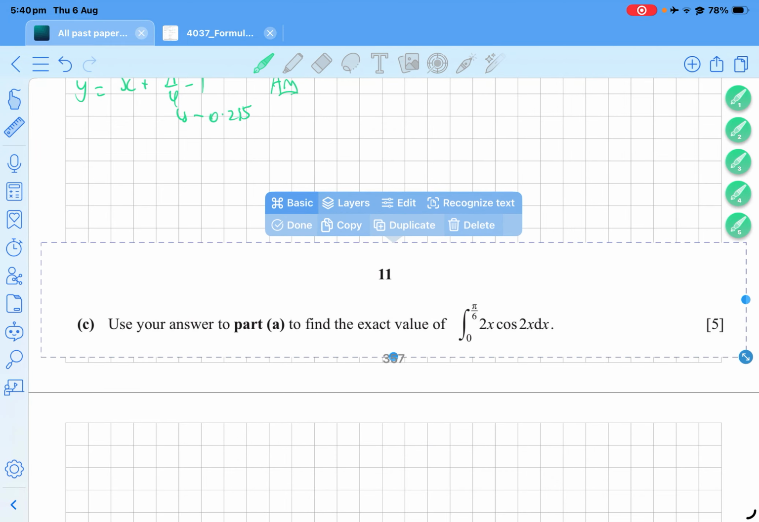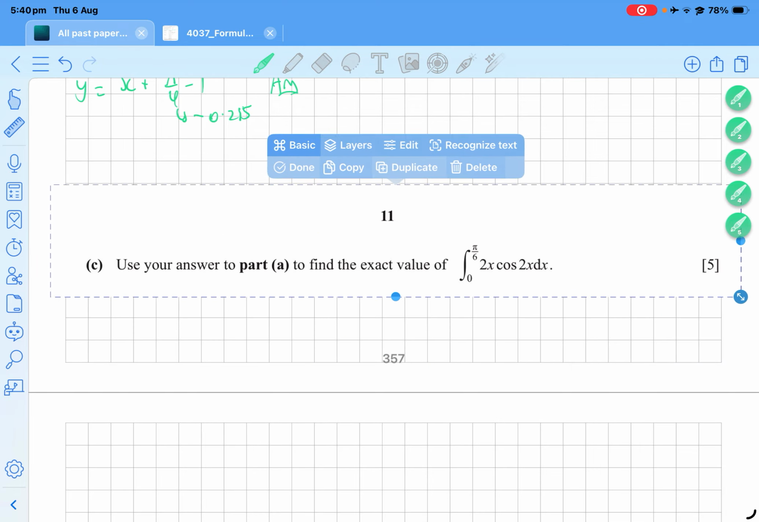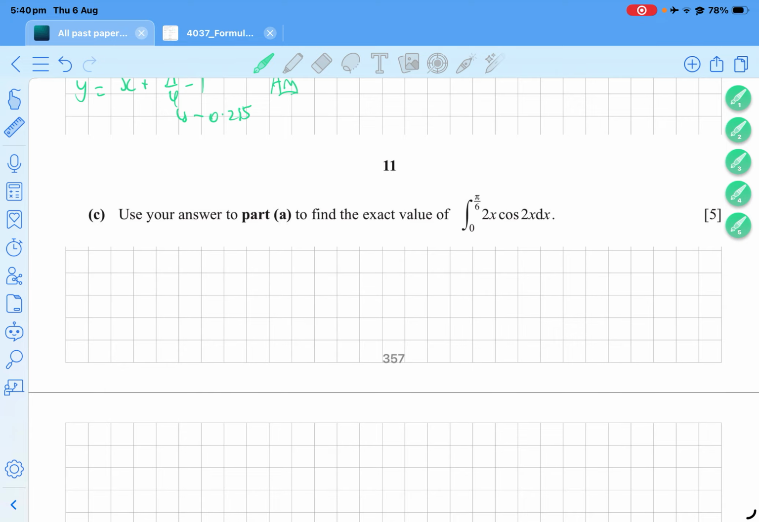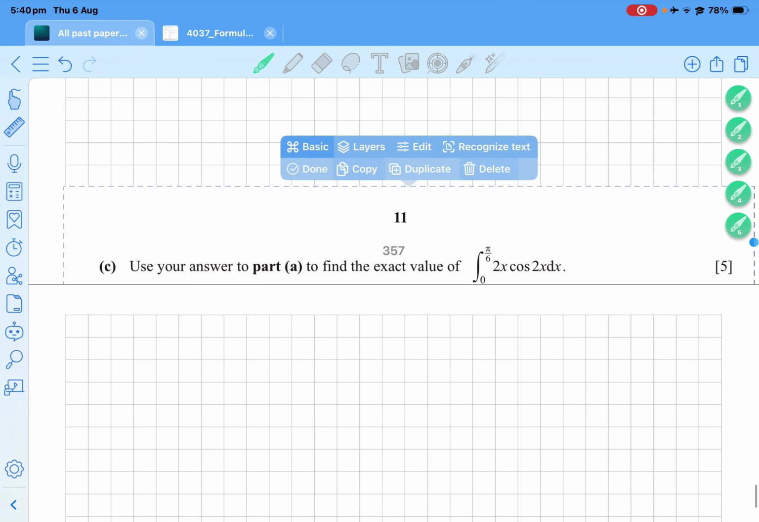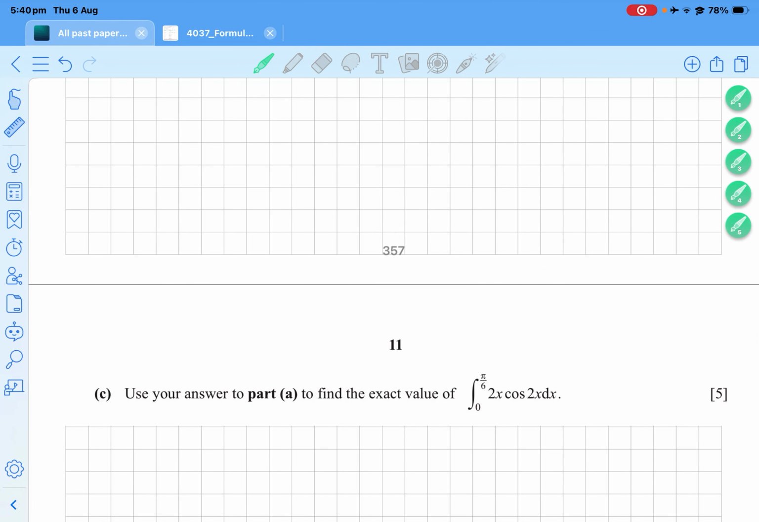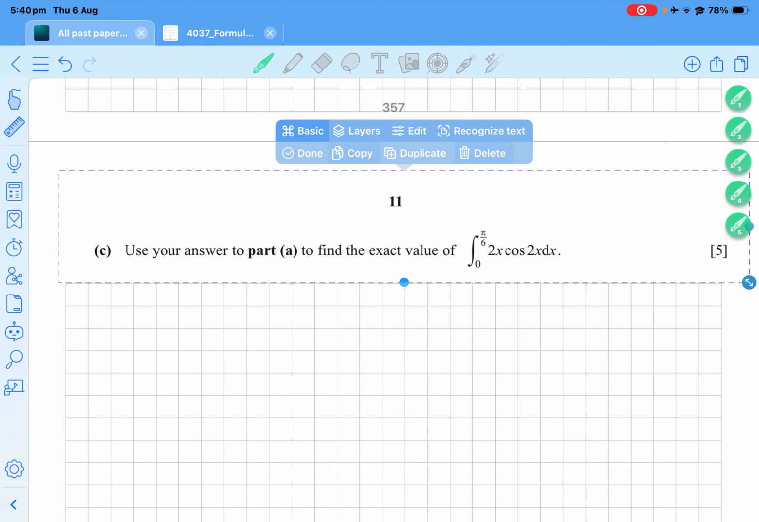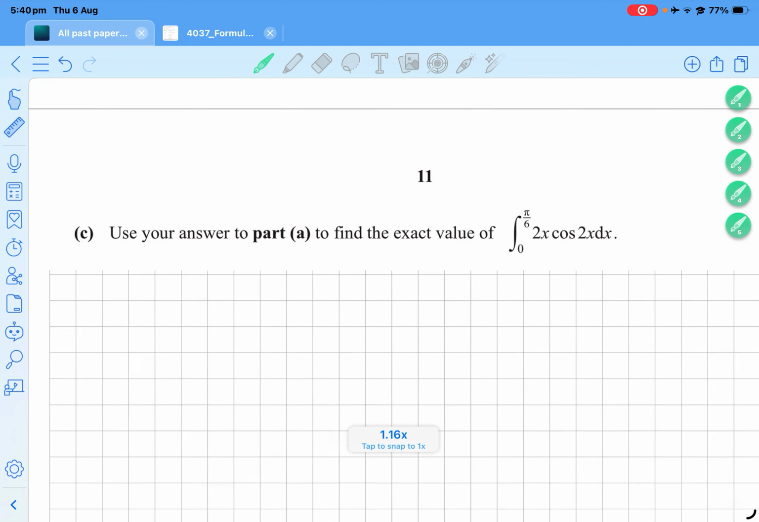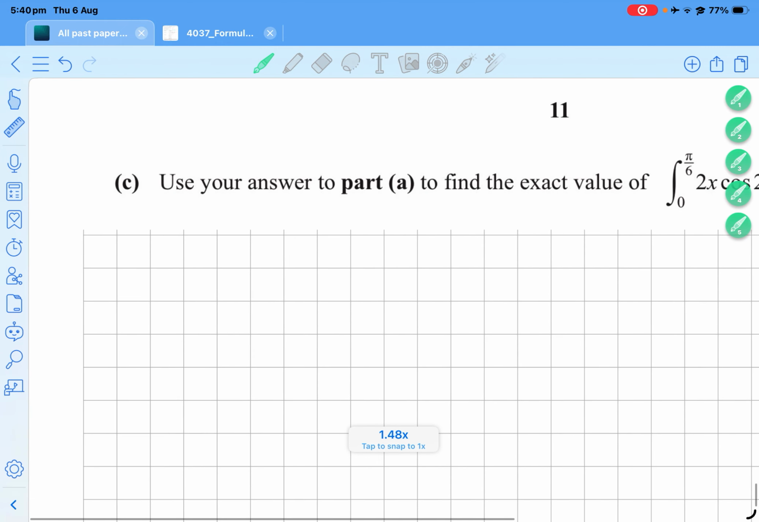Use your answer to part A to find the exact value of this thing. So these usually you find a bit hard, so I'm gonna show you a new method which is really simple and easy. I hope you do know how to integrate. So what you need to do simply is you need to say something as u and something as v prime.